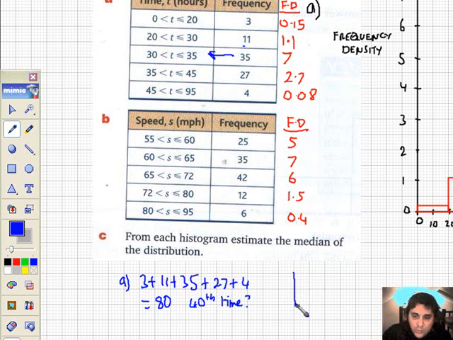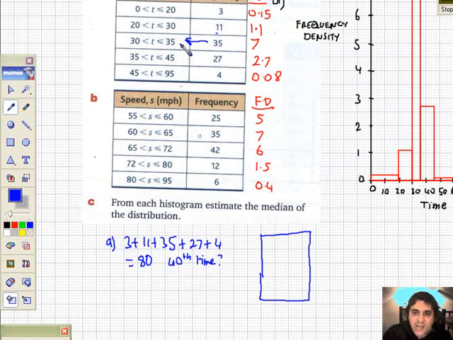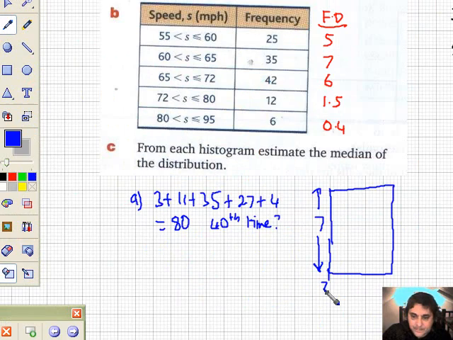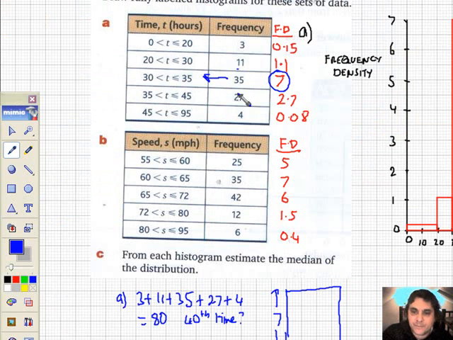So let me just draw what that bar looks like. Again, I'm exaggerating for the effect. I know this bar has a frequency density of 7, so I'm going to put a 7 up the side of the bar there and call it the height of 7. I know the bar width goes from 30 up to 35. Again, it's just a blown up version of that thing there. It's obviously not to scale, whereas that is totally accurate.